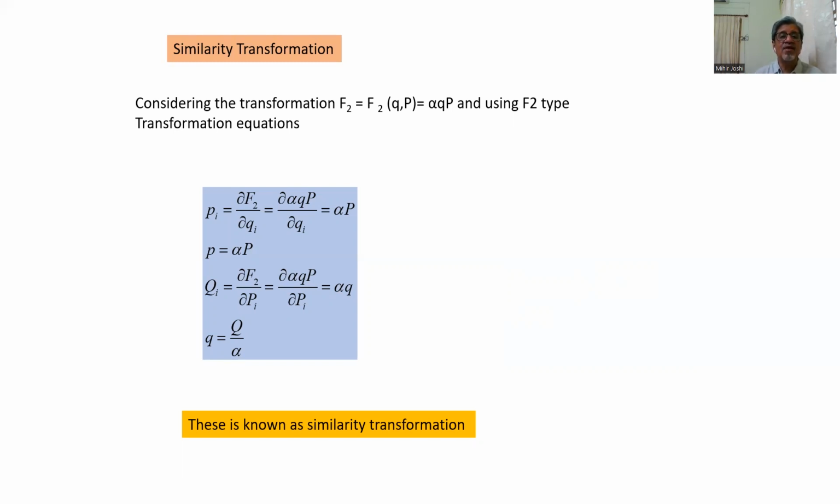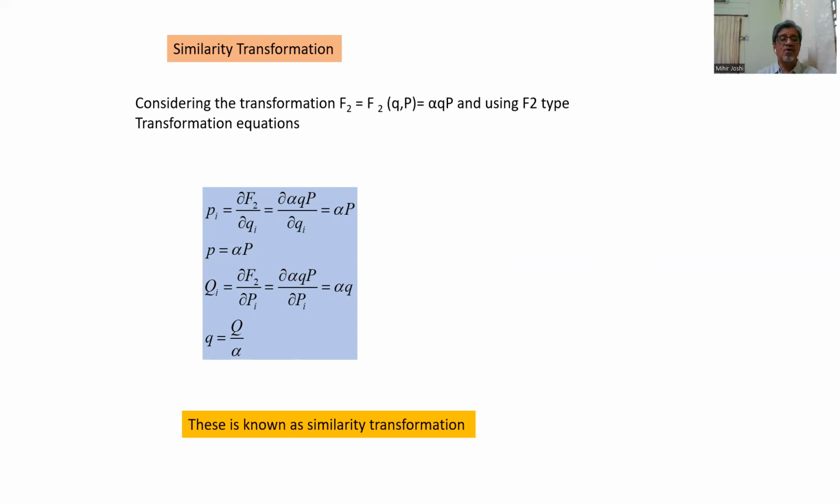Now we are putting the value of F2. So it is ∂(αQP)/∂Qi, and we know that ∂Qi/∂Qi is 1. So it is equal to αP. And we can write small pi is equal to α Pi, capital P.